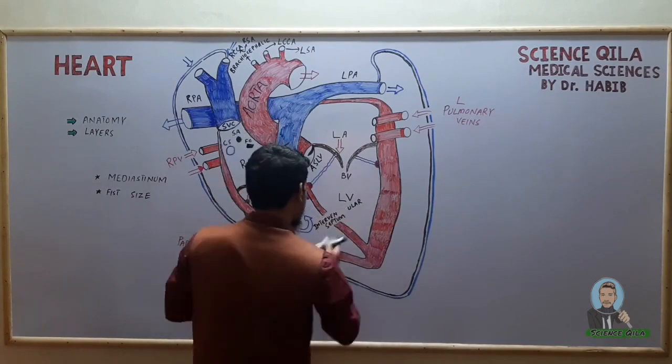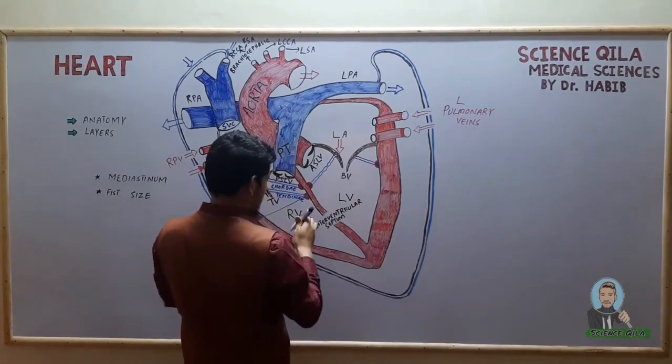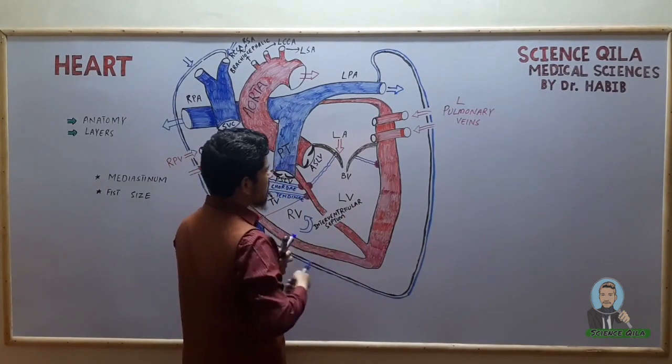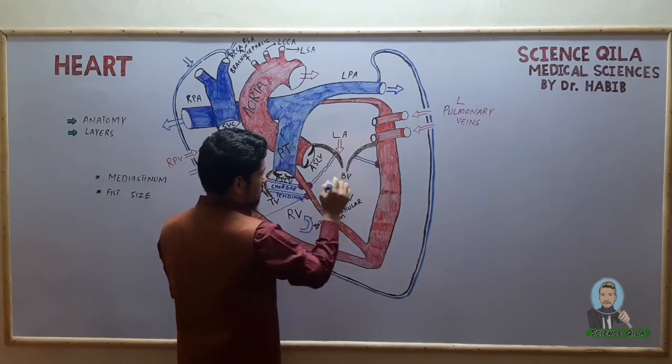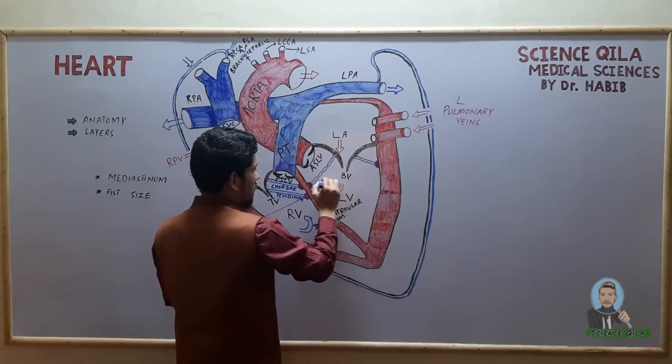So we call it interventricular septum. Of course, here the blood pumped into the left ventricle will again be pumped into the aorta.